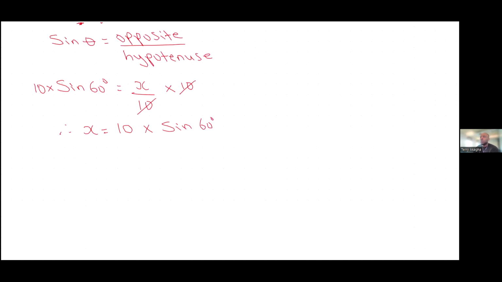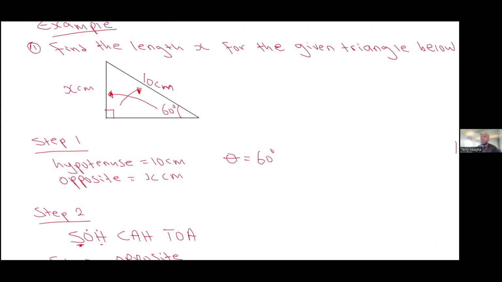What is the next thing to do? So step 3, x will be equal to 10 times sine 60. And when you press your calculator for that, it's going to give us 5√3 centimeter. Or you can solve this in decimal places, depending on what you have. So that means in this case, the x that we have here is equal to 5√3 centimeter. And that is that for that.